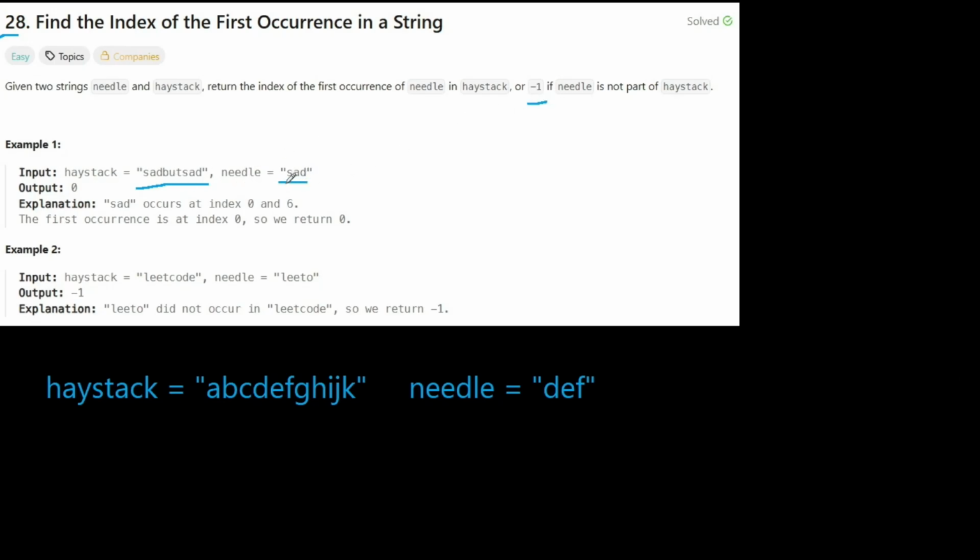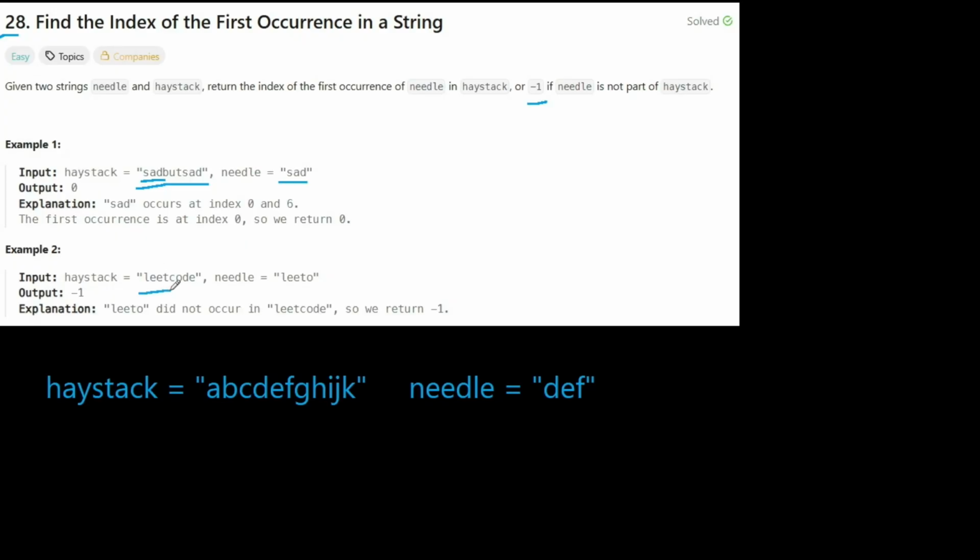If it exists, we return the first index. For example, here the needle is SAD, and the first occurrence of SAD is at the beginning, so we return the index of the letter S, where it appears, at index 0.